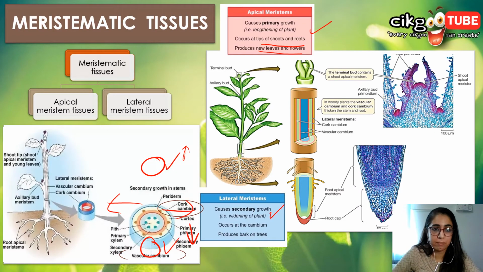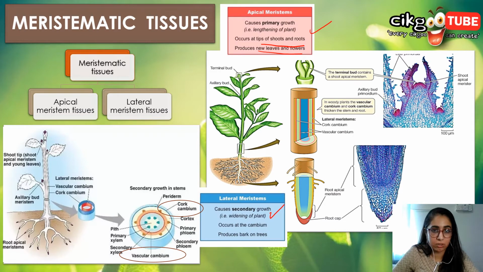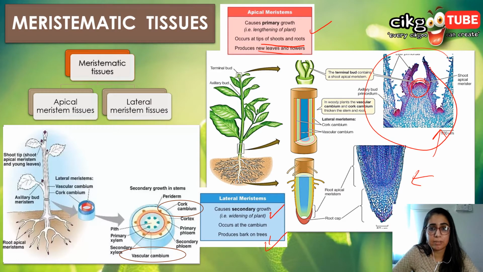Where is the cambium? Let me erase this for you so you can have a look. Where is the cambium? So we have two: one is the vascular cambium, one is the cork cambium. And lateral meristem also produces bark on trees. If you look at this picture here and this picture over here, don't get scared. This is the apical meristem here, and this is the root. The apical meristem of the root is always growing.